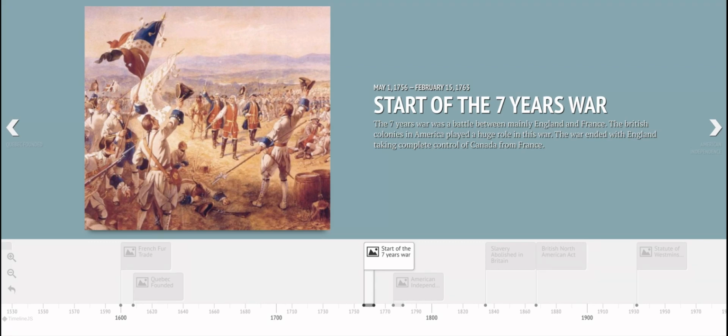But this had a huge impact on America as well. A lot of the British colonials in America fought in this war. This war was also very expensive. So after the war, England started taxing the people in the American colonies. The American colonies did not like that very much and eventually decided to fight for their independence. So the 7 Years' War had a huge impact on starting the American Revolution.